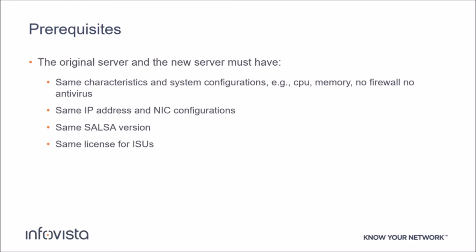As prerequisites, you need to maintain compatibility between your original and new server. In terms of configurations, CPU, memory, no firewall, no antivirus for both. Obviously the IP address is the same, but make sure you also have the different elements like DNS or gateways. Also the Salsa versions must be the same for both servers, and the license on the new server must be active.